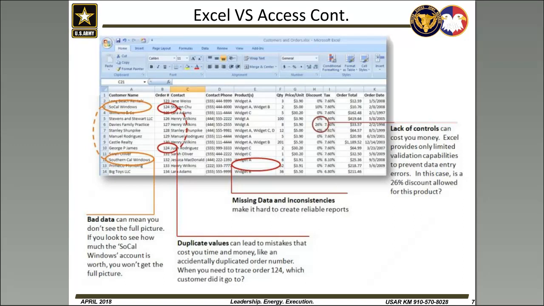So that is what we get in Excel. In Access, we can eliminate all this by using input validation, by using indexing, and by drop downs and selections.